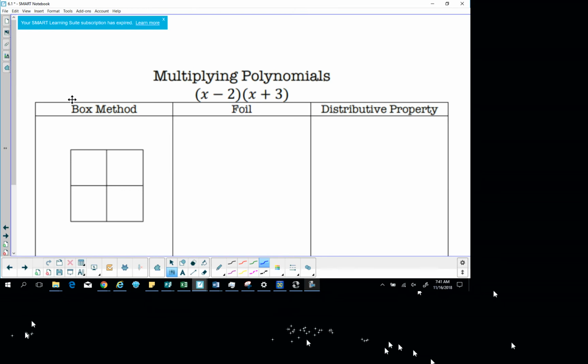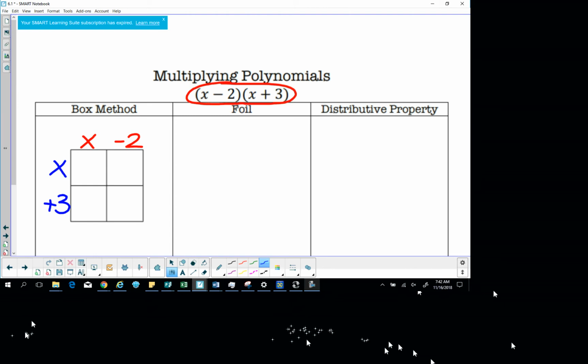And so I'm not going to provide you a box. You're going to have to make a box. And so we know the only difference between our do now and this is that there's no sign in between them. So we know that automatically we're going to be multiplying if there's no plus or minus sign. So for box method, you're going to have to draw a box. And then I take one of the terms, so let's do x minus 2, and I put it like this, x minus 2. I take the second term, which is x plus 3, and I put it right there.